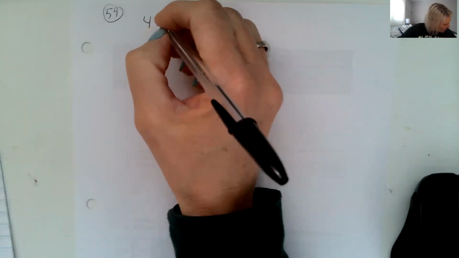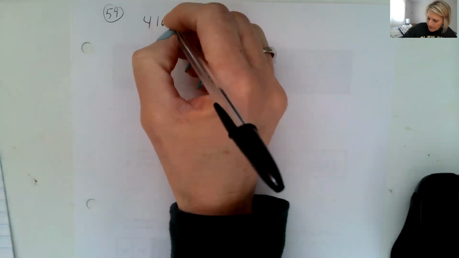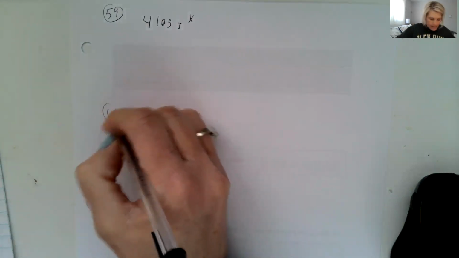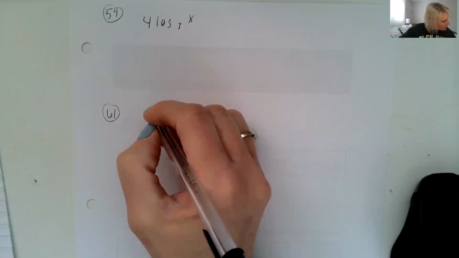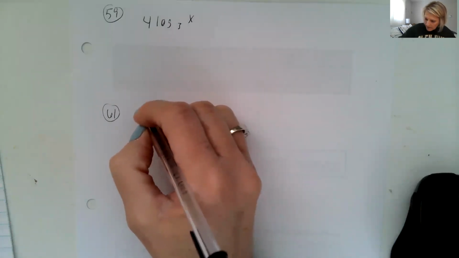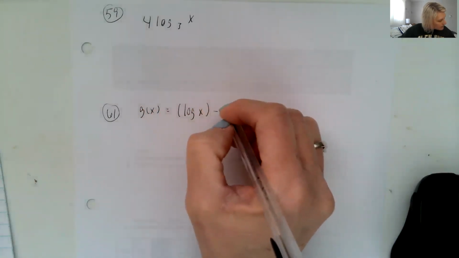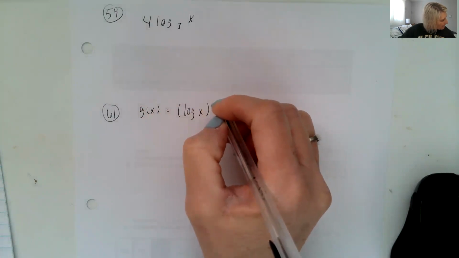So 59 says 4 times the log base 3 of x. 61, I'm just going to jot it down on here, is x equals log of x minus 3. And this was an f of x function.